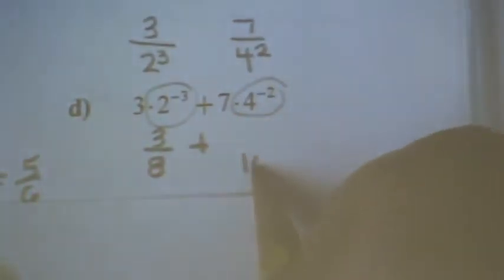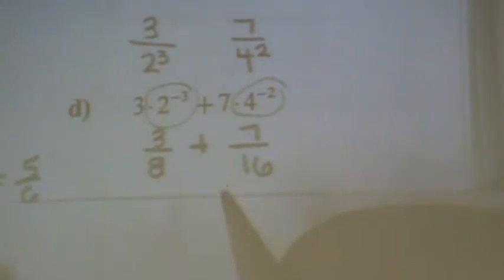And D. So what gets changed? This gets changed, and this gets changed to a positive exponent. How do you change this first thing right here? 3 times 2 to the -3, what do you do? This is gonna be 3 over 2 to the third, and what is 2 to the third? 8, so this is 3/8, plus 7 over 4 squared. What's 4 squared? 16, so 7/16. Are you guys with me?